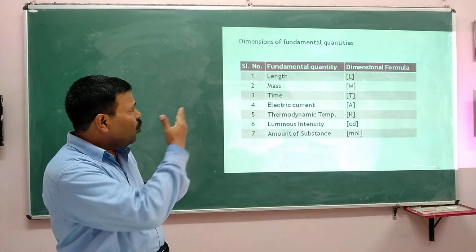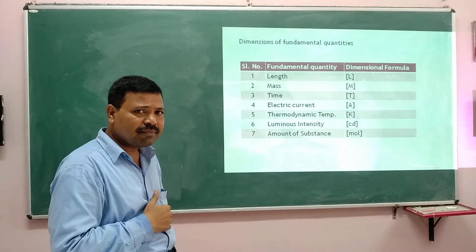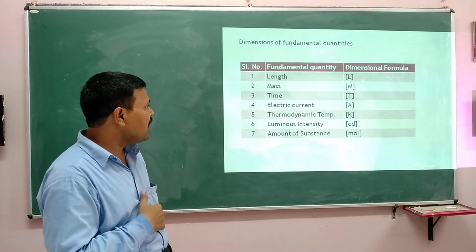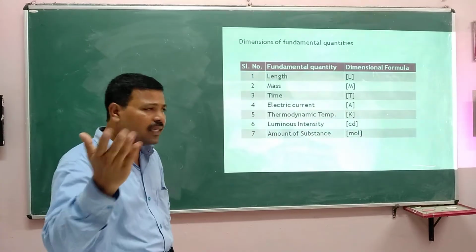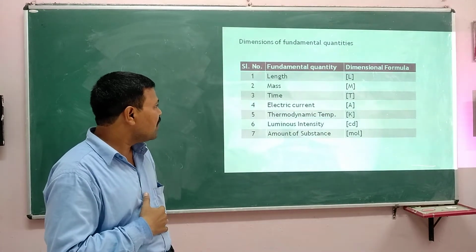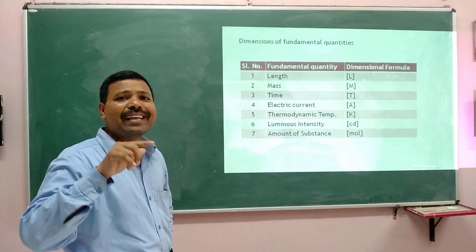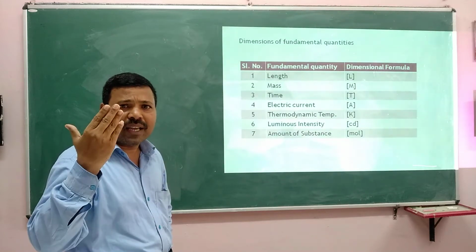Fine. What is the dimensional formula of length? L. The dimensional formula of mass? M. The dimensional formula of time? T. The dimensional formula of electric current is A. A is the unit of the current, that is ampere.